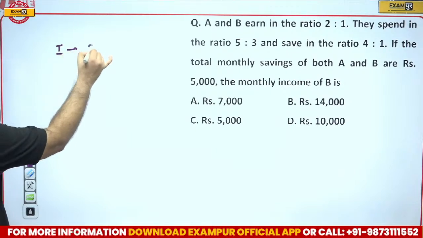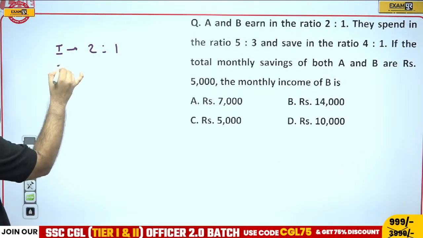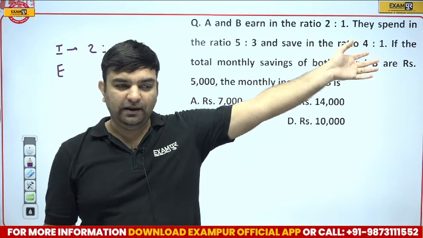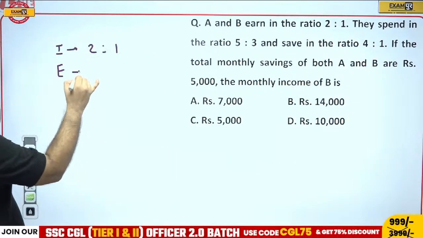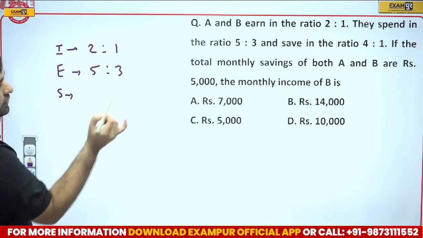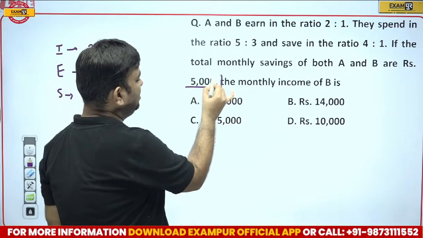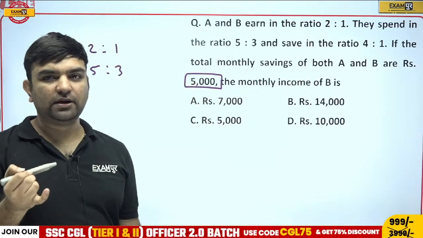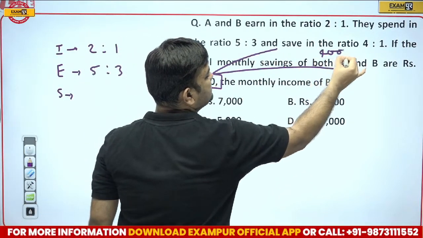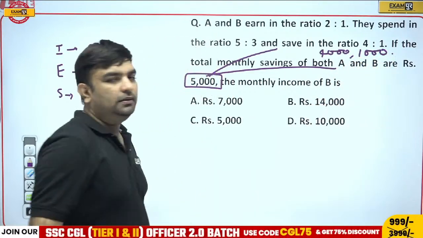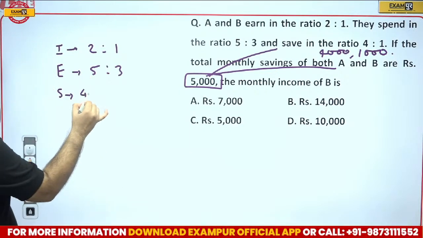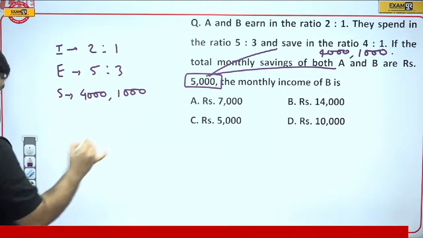Income of A and B is in the ratio 2:1. Their expenditure, spending means expenditure, is in the ratio 5:3 and their savings is in the ratio 4:1. However, their total savings are also given, 5,000. Divide it in the ratio 4:1, it will become 4,000 and 1,000. So exact values of savings are known, 4,000 and 1,000.